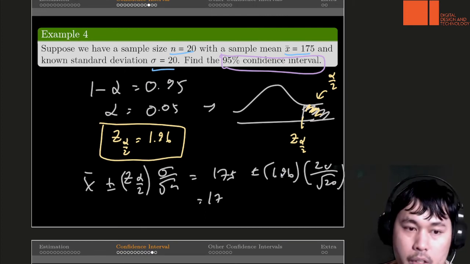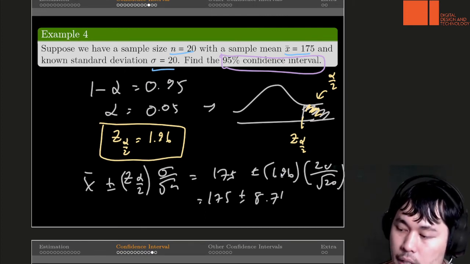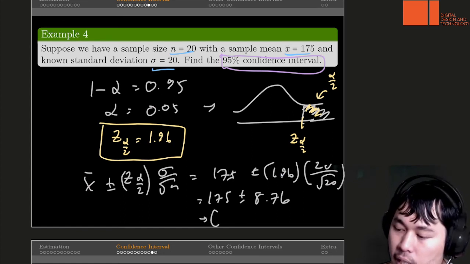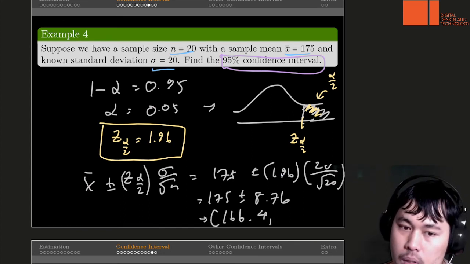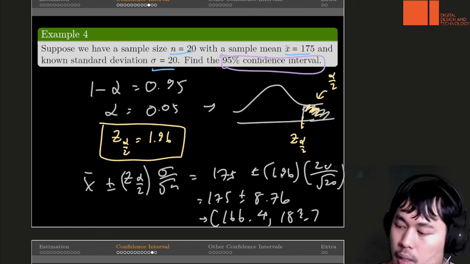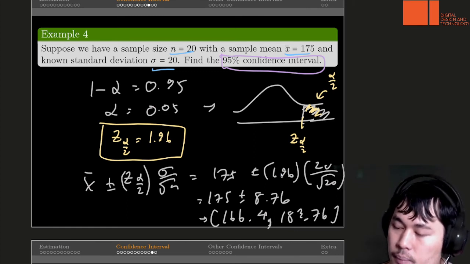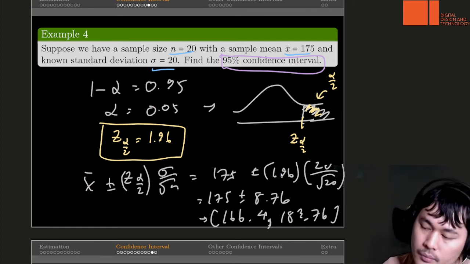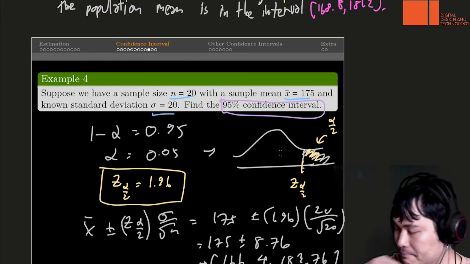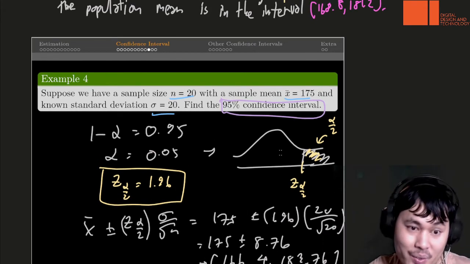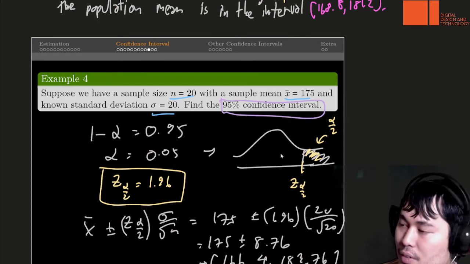And I think it's 125 plus or minus 8.76. Or in terms of an interval, we get 166.4 and 183.76. So here we are more confident, right? But that's because we increased the length of the interval.